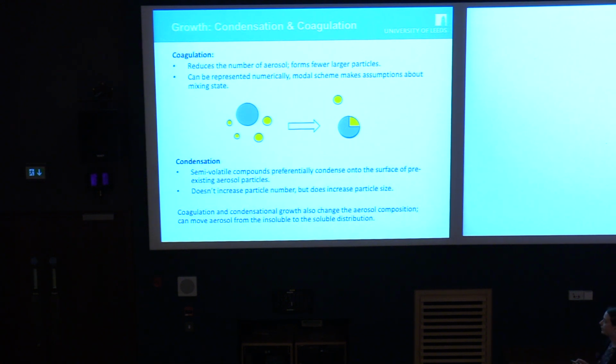Condensation. Semi-volatile compounds can preferentially condense onto the surface of pre-existing aerosol particles. Again, this doesn't increase particle number, but it does increase particle size. So it's an effective way of growing the particles, moving from smaller particles to larger particles. You can imagine the average mass of your mode shifting along the axis, an increase in particle size. And these processes are important because, as I said earlier, particle size affects the effect of the particles within the atmosphere.